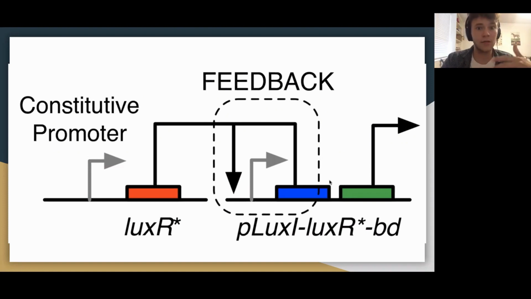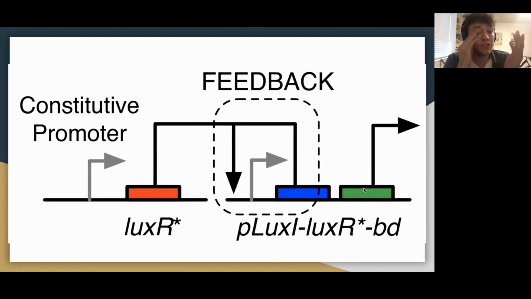And downstream of this, you have another gene of interest, which is your cytochrome BD reductase. Cytochrome BD reductase is used to decrease oxidative stress in bacteria, and so this can help them stay alive. And so this is an engineered example of a positive feedback loop.